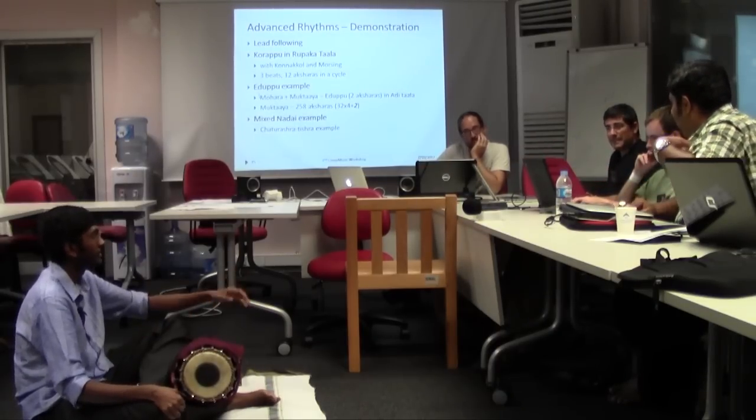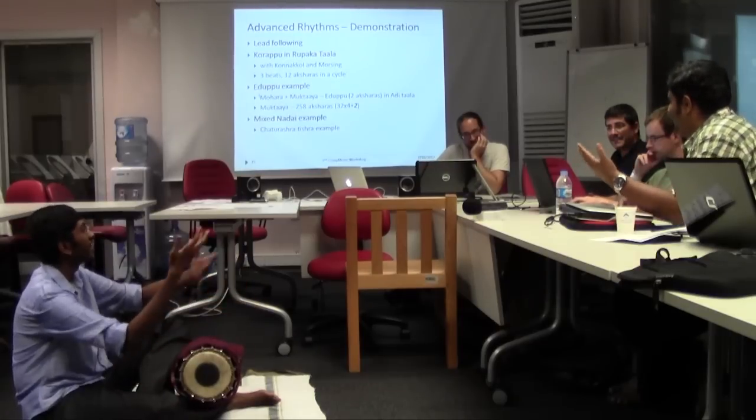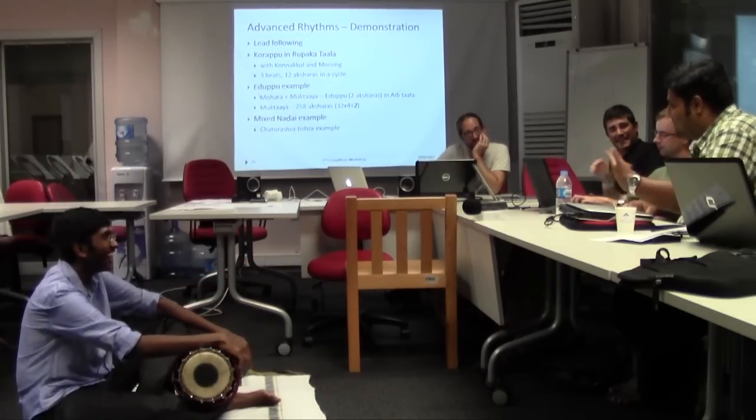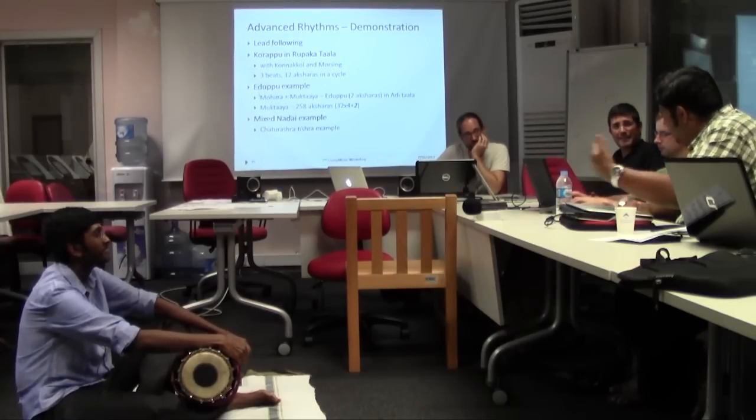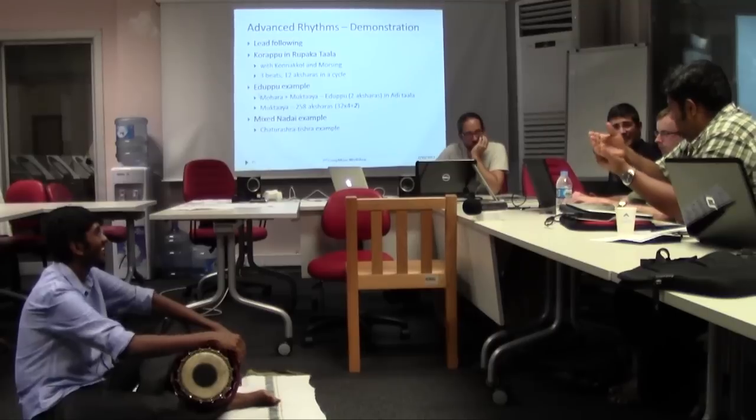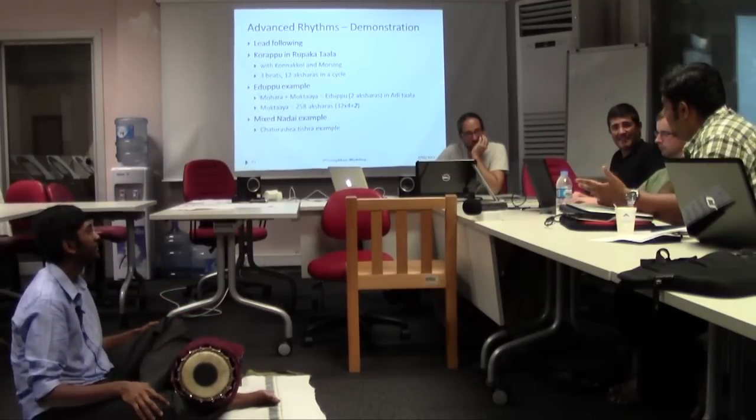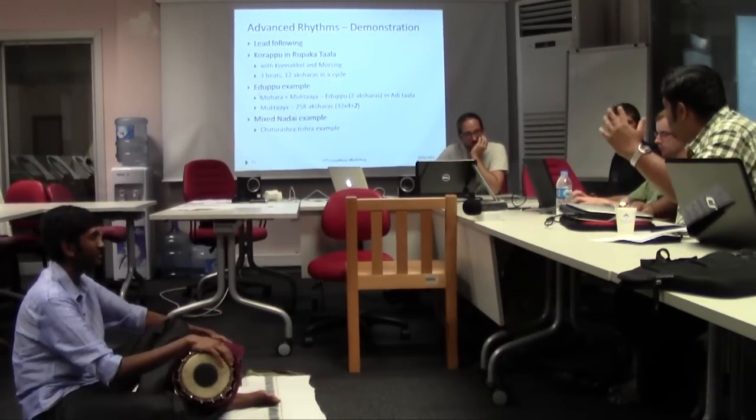It's one cycle. So the Korupu is like, first you play one cycle, then you play half. He'll play one cycle, I'll play one cycle. So it's a competition among the three musicians. He plays one cycle, I play one cycle. He plays half a cycle, I play half a cycle. Then he plays a quarter cycle, I play a quarter cycle. If you can subdivide it even more, you subdivide it even more. And then you join, then you continue and play the whole thing.